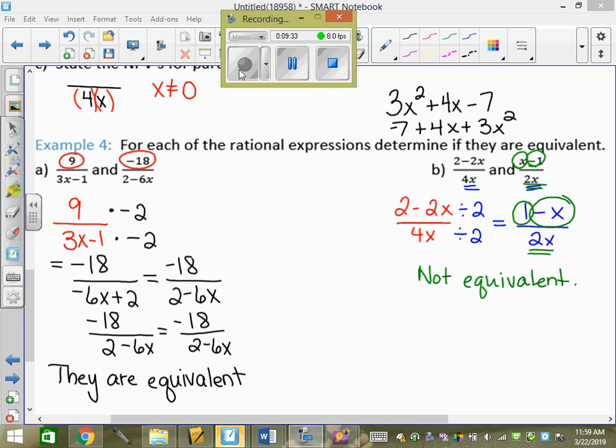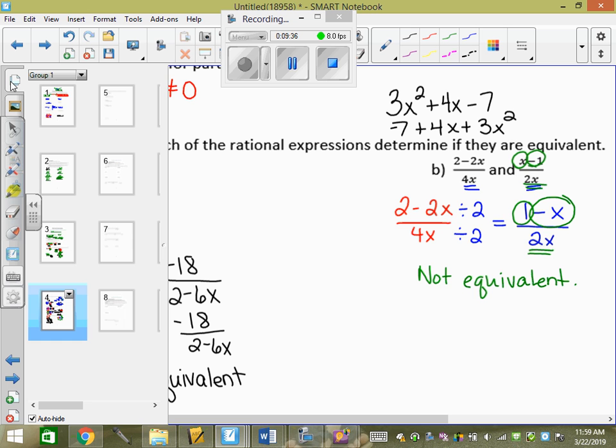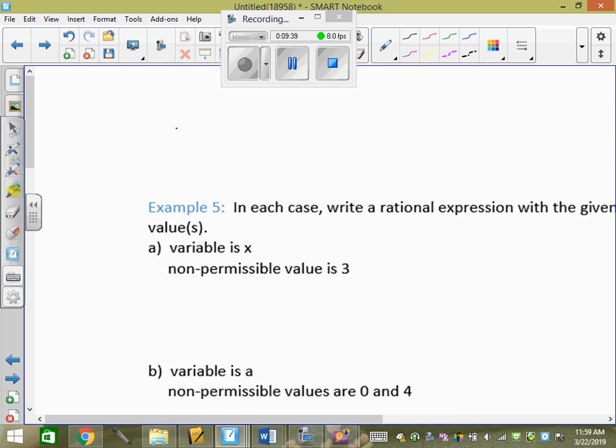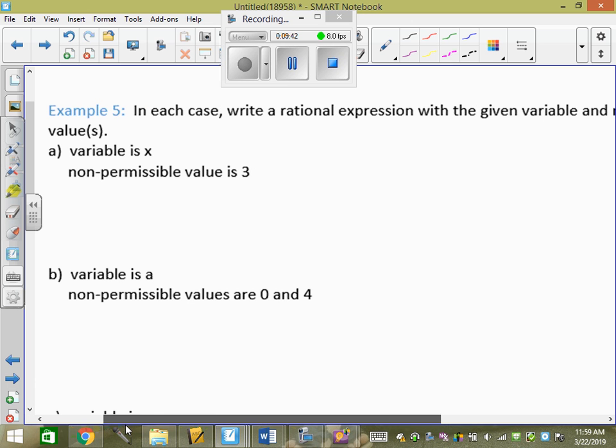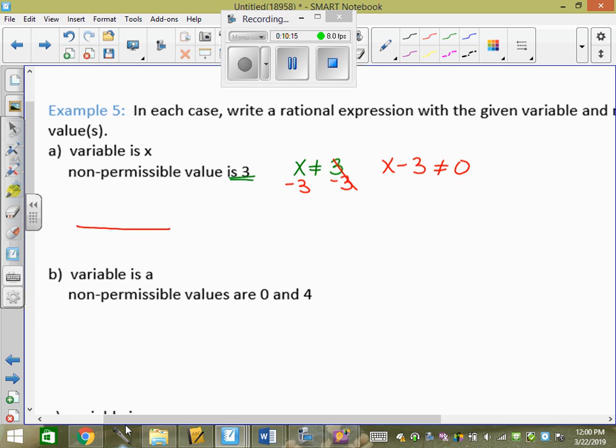Okay, we have one small thing to go over. In each case, write a rational expression with the given variable and the particular non-permissible value. So if it says it has a non-permissible value at 3, that means x cannot equal 3. So I have to work it backwards to get it back into not equal to 0 so I can put it back into my equation. I'm going to move the 3 back by subtracting it. I'm going to get x minus 3 cannot equal 0. So I need to have that in the denominator of my rational expression.